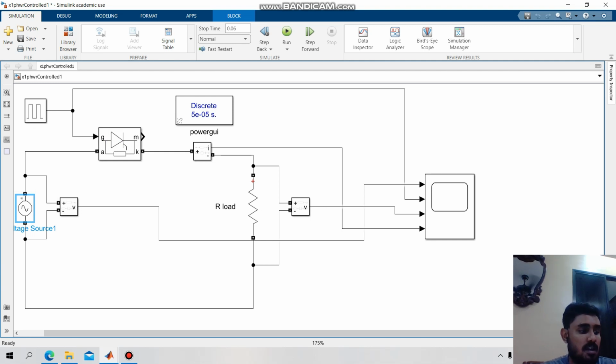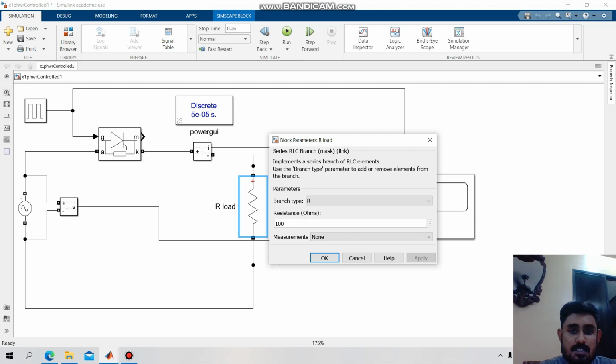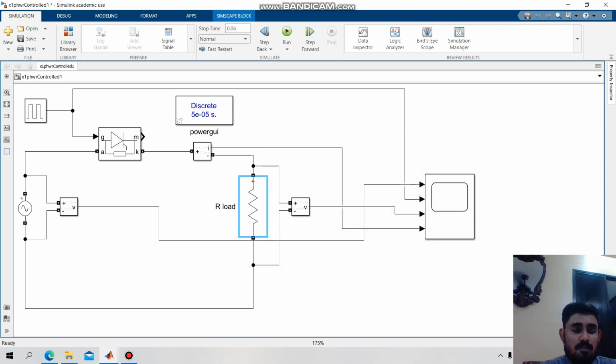From there, my R load is 100 ohm. So from there we can get our alpha, where alpha is equal to cos inverse of V naught times 2 pi over Vm, minus 1. So our alpha will be 61.2 degrees.